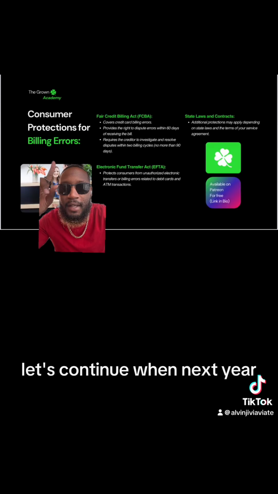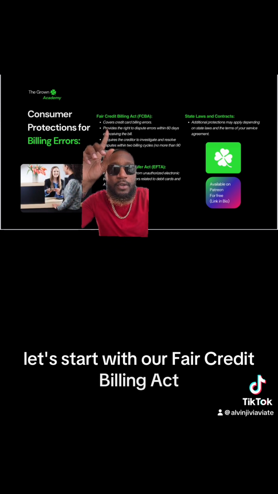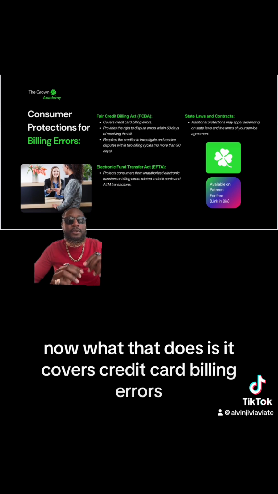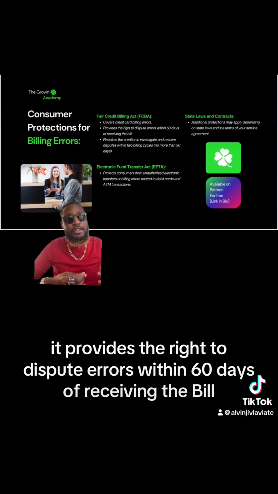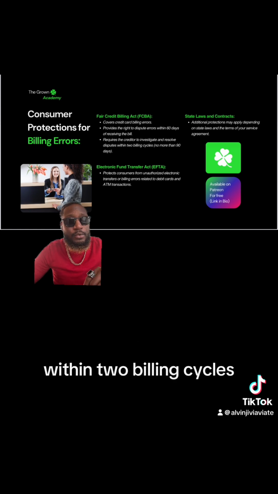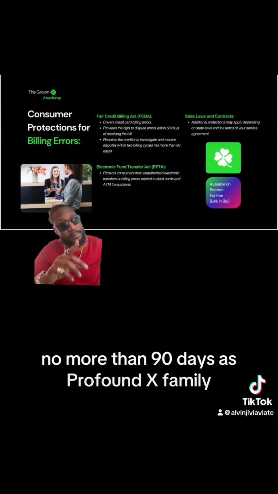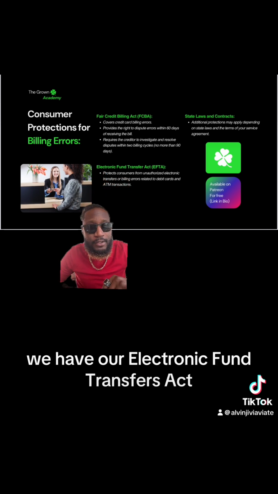Let's continue. Next here we have consumer protections for billing errors. Let's start with our Fair Credit Billing Act. Now, what that does is it covers credit card billing errors. Next, it provides the right to dispute errors within 60 days of receiving the bill. Also, it requires the creditor to investigate and resolve disputes within 2 billing cycles, no more than 90 days. That's profound.